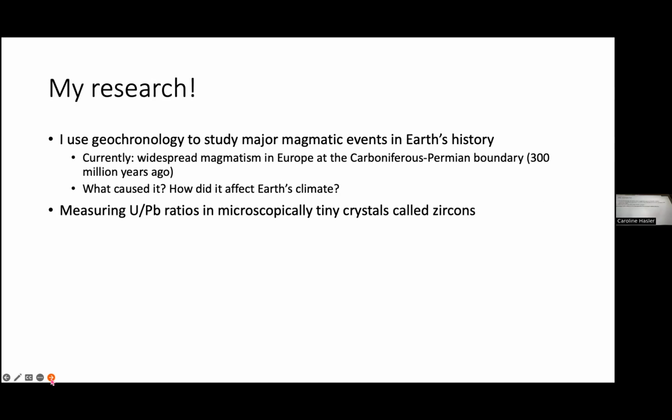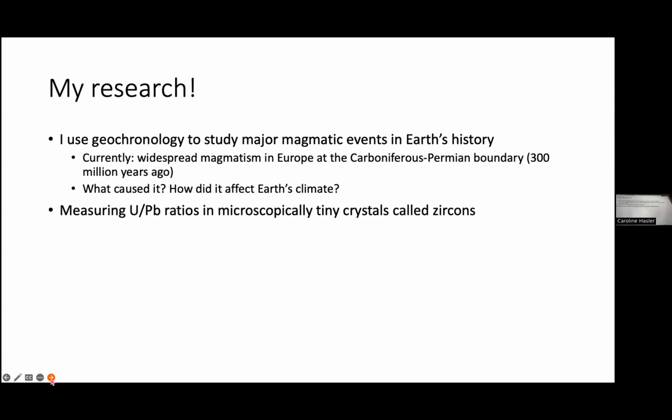So specifically, I use geochronology to study major magmatic events in Earth's history. Right now, I'm looking at widespread magmatic stuff that happened in Europe at the Carboniferous Permian boundary, which is a fancy geological way of saying about 300 million years ago. I'm interested in this period because we don't really know what caused this really widespread volcanic and magmatic activity. So I'm hoping to get some clues about that by looking at the timing of these processes. And we also don't really know how this could have affected Earth's climate.